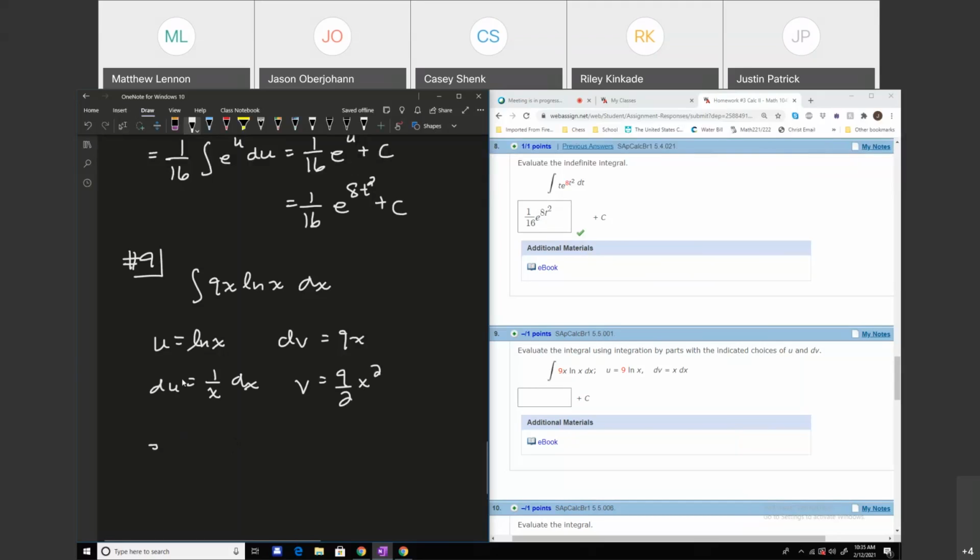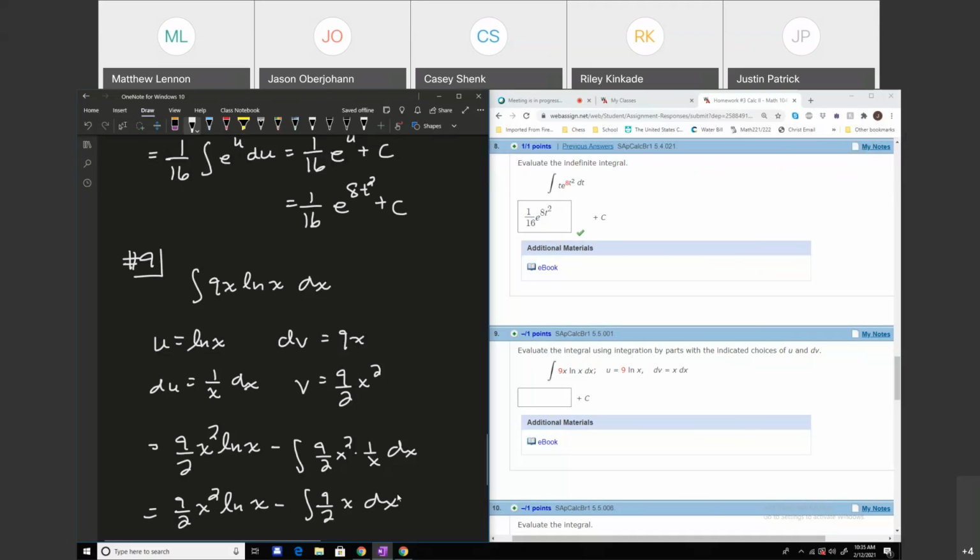So our integral becomes u times v, so 9 over 2 x squared natural log of x, minus the integral of v times du. So we'll have 9 over 2 x squared times 1 over x dx. So you have 9 over 2 x squared natural log of x minus the integral of 9 over 2 x dx.